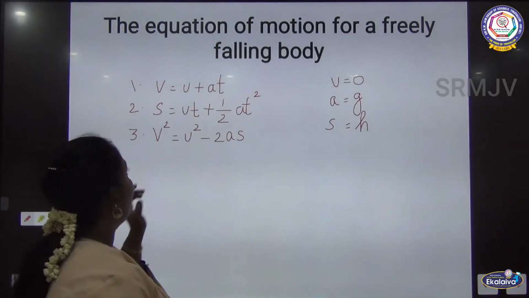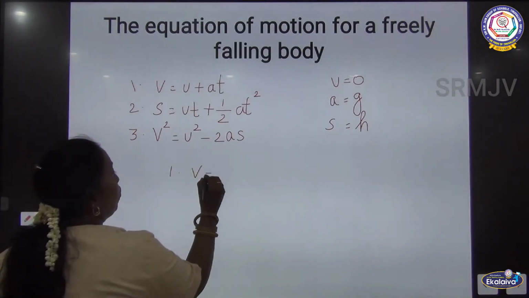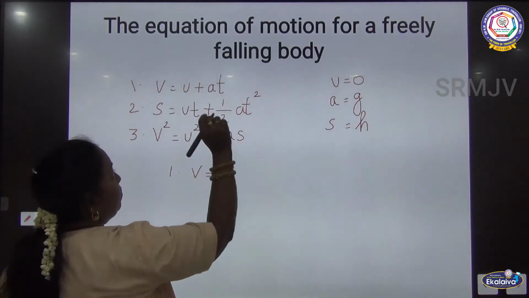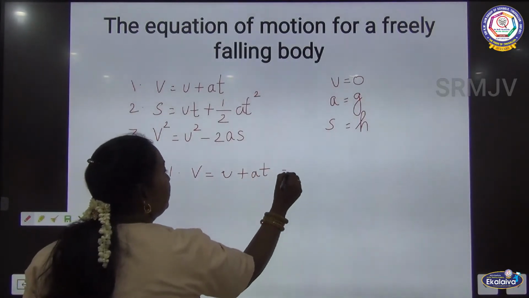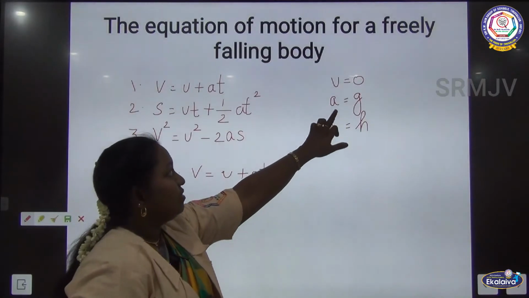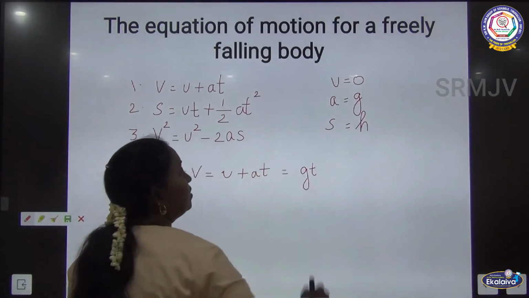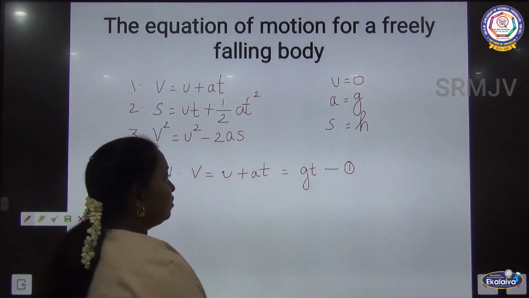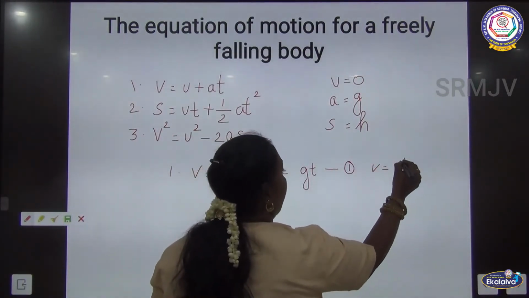Ready? Now apply the values. First is v equal to u plus at. What is u? It is 0. So u is 0, so what will be remaining? Instead of a, what has to be replaced? It is replaced by g, so gt. This is the first equation of motion of a freely falling body. So let me write it clearly, v equal to gt.